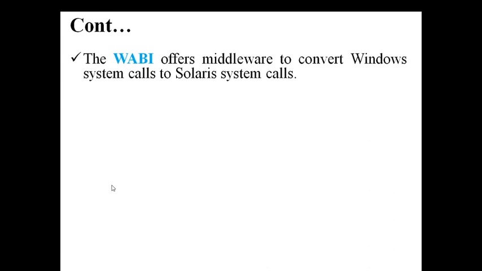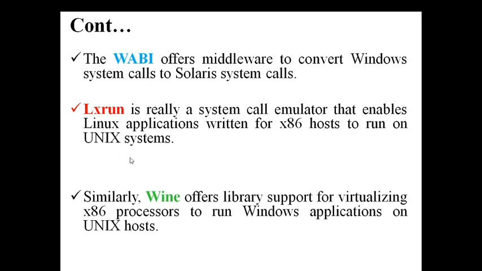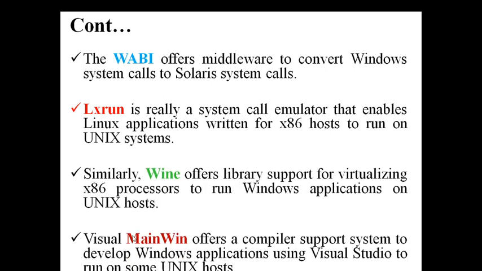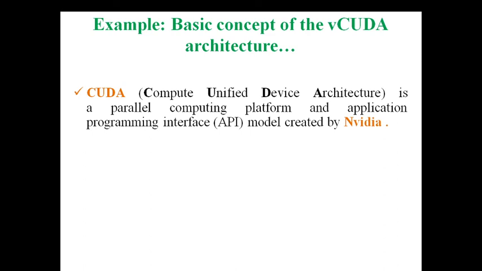If you observe here, Wabi is able to convert any application from Windows system calls to Solaris. Linux from Linux to Unix. Wine from Windows to Unix. MainWin from Windows to Unix. Same. Okay. So it's very helpful to us. And the main concept here is we have to discuss the middleware architecture.